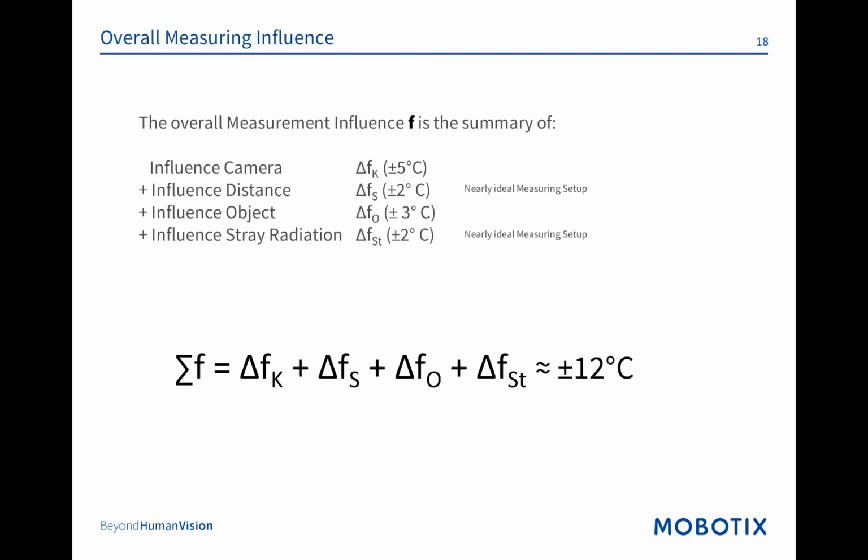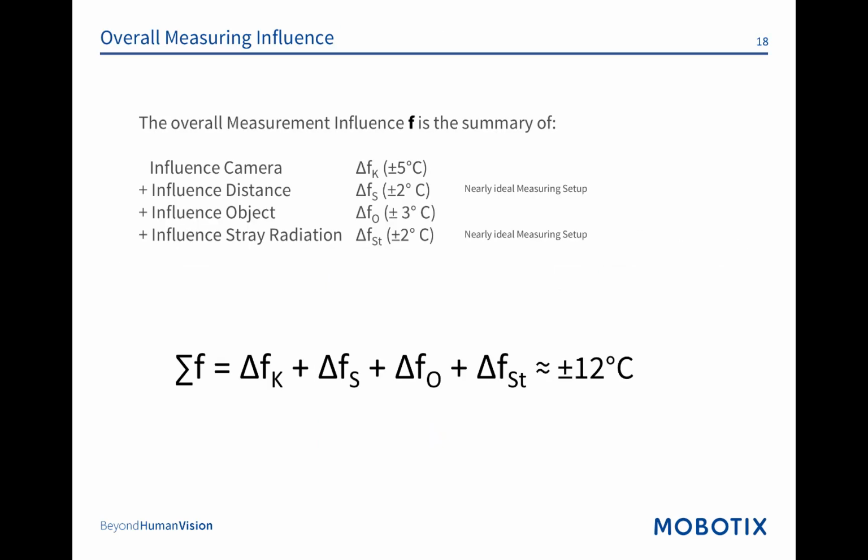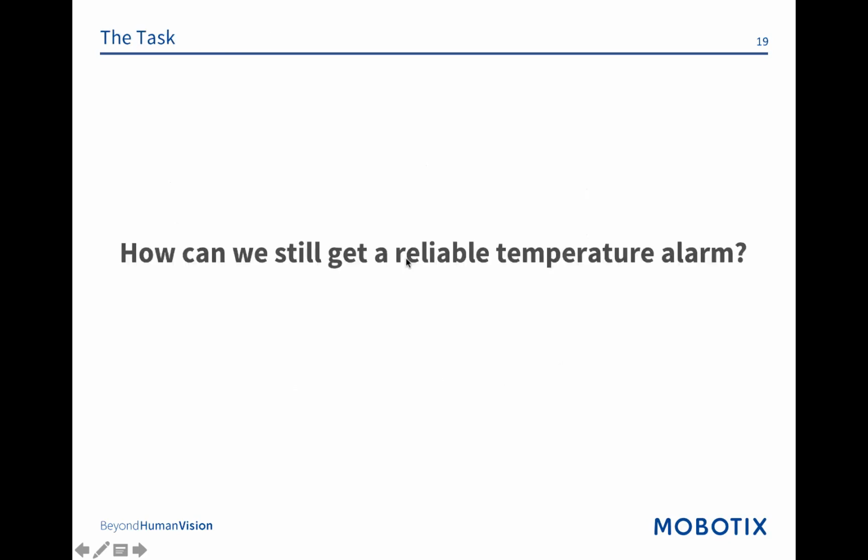And then the object. Of course, this is something that is actually affecting our measurement, because the skin is not a black body radiator, and therefore we have to do some settings. I will show you how we can do these settings in order to calibrate and compensate this value. And then the next thing is the stray radiation, which is also the same thing.